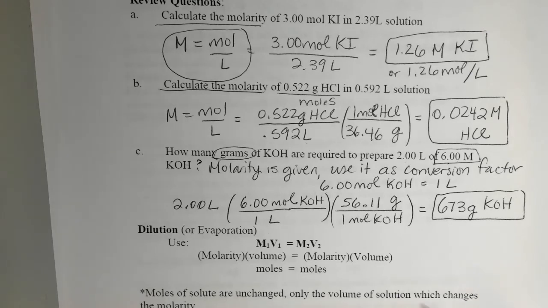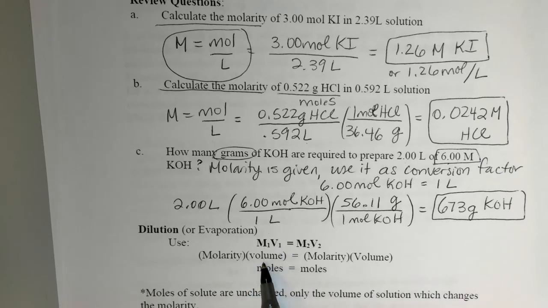Now, if I took a 6 molar solution of KOH and I diluted it by adding water, the solvent, obviously adding water will make that concentration decrease, right? If it becomes more dilute, the molarity is going to drop. And our formula for dilution is M1V1 equals M2V2. And basically what this is saying is my initial molarity times the volume that I use of that initial solution is going to be equal to the molarity after dilution and the total volume after dilution.